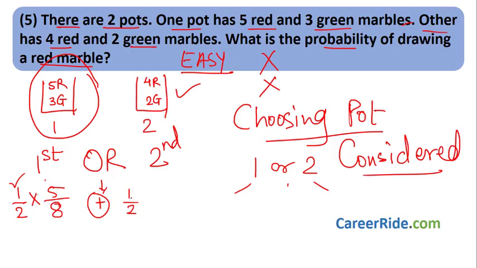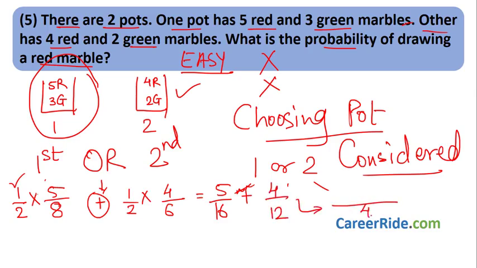After choosing the second pot, we choose the red marble from the second pot. How many red marbles are there? 4, divided by total marbles, 4 plus 2 is 6. Now solve it. What do you get over here? You will get 5 upon 16 plus 4 upon 12. What is the LCM? LCM is 48. 5 3s are 15 plus 4 4s are 16. That would be 31 upon 48, which is the probability of drawing a red marble.